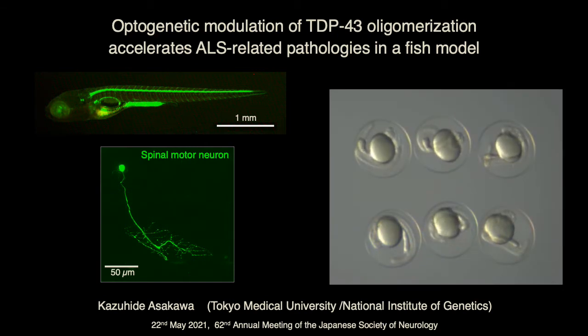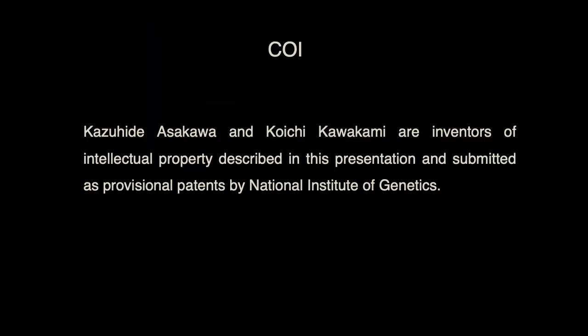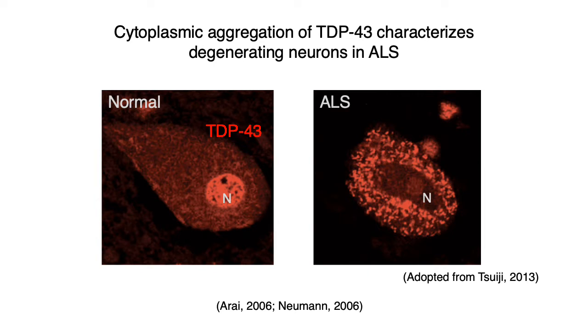And in this presentation, we would like to apply zebrafish optogenetics to study the function of TDP-43 in the spinal motor neurons. In ALS, degenerating neurons are characterized by cytoplasmic aggregation of a DNA-RNA binding protein called TDP-43. We have been interested in the mechanisms how the normal TDP-43 in the nucleus turns into these pathological aggregates in the cytoplasm, and trying to understand the mechanisms that generate TDP-43 cytotoxicity causing neurodegeneration.